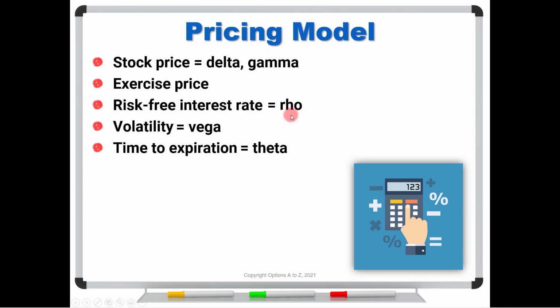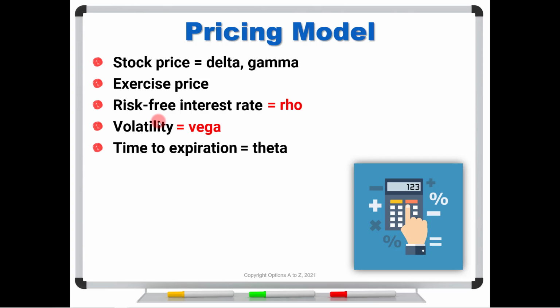So recall in the previous screen, I showed that rho and vega are the two parameter Greeks. So what makes these different from the others? Well, again, the main idea is that, yes, these are all inputs to a pricing model, but the risk-free interest rate and volatility are assumed to be fairly constant, especially for short-term options. Yes, they do change, but they're more parameters of a model.